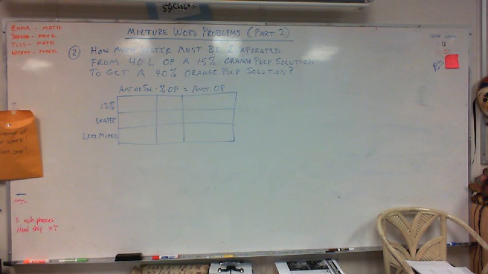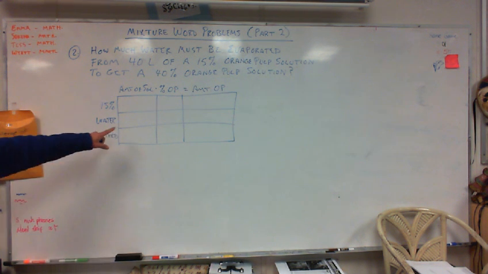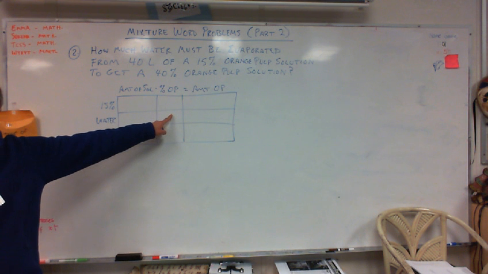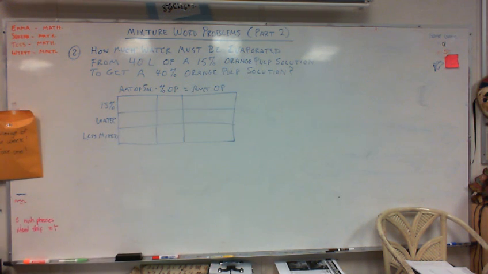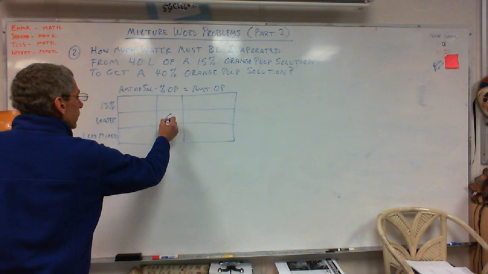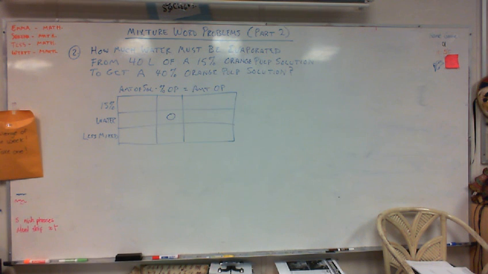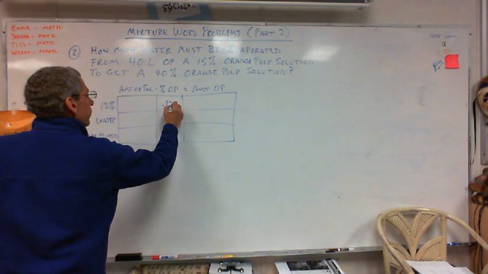So what would I put where? How much water? First of all, what's the percent of orange pulp in water? In pure water, 0. It's 0, right? So that's immediately going to be 0%, or 0.0, whatever. It's just 0, because water doesn't have orange pulp in it. Pure water, right? 15%, I know that's going to be 0.15.